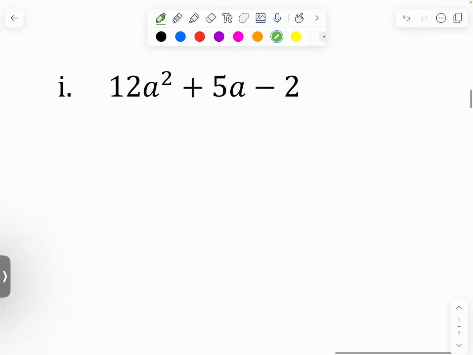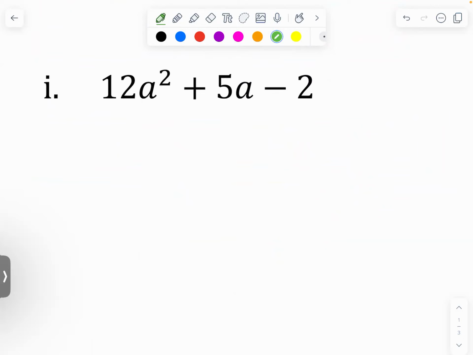All right, let's look at I. Now, in our other 2 problems, there was only one way to get the 5x squared. There was only one way to get the 3x squared. How many different ways could we get 12a squared? Okay, so we might have to be patient.